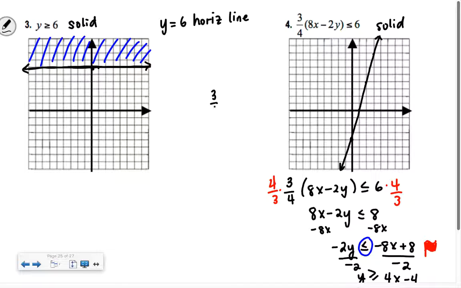So I have 3/4 times 0 minus 0 is less than or equal to 6. So 3/4 times 0 is still 0. 0 is less than or equal to 6. So that is true, right? 0 is less than or equal to 6. So we shade towards the 0, 0.